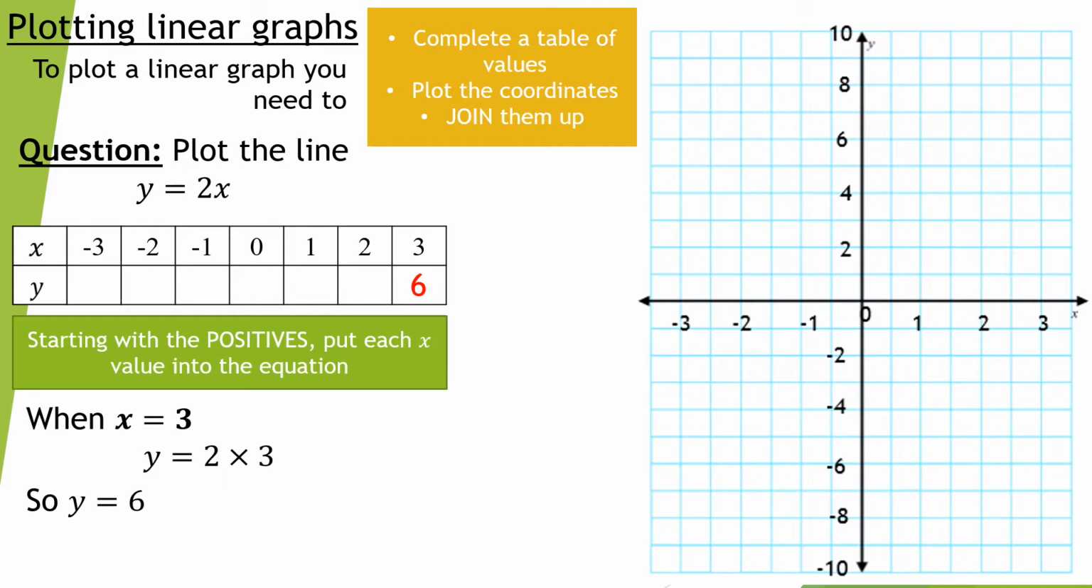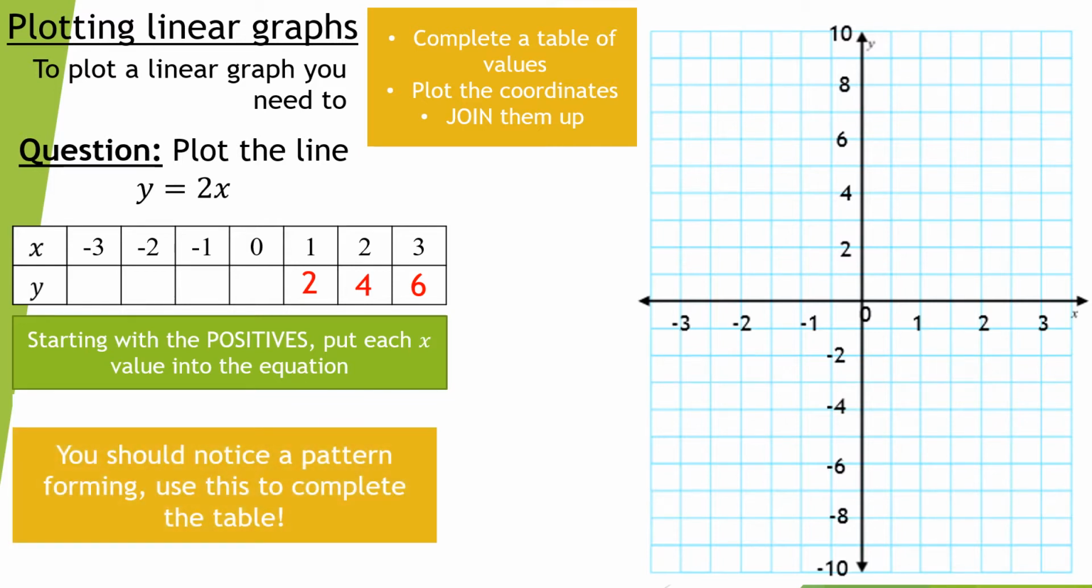And I'm going to do the same when x is 2. So when x is 2, I'm going to do 2 times 2, which gives me 4. And then I'm going to do the same with 1. When x is 1, I'm going to do 2 times 1, which is 2. I'm going to do the same with 0 as well. And if you continue to do that with all these numbers, you should notice a pattern forming. So you'll notice that we're going down in 2s each time.